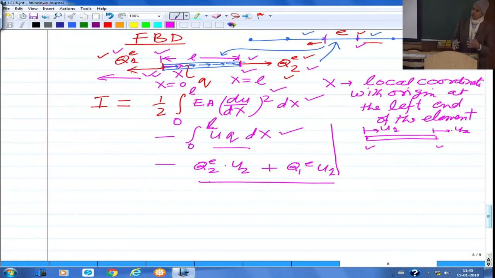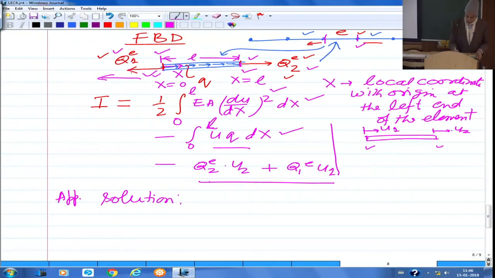We can also use the weak form, but for the timing we are using the integral functional. So the next step is the approximate solution. So now we look at the approximate solution. We are going to assume it within the element, not for the entire domain.